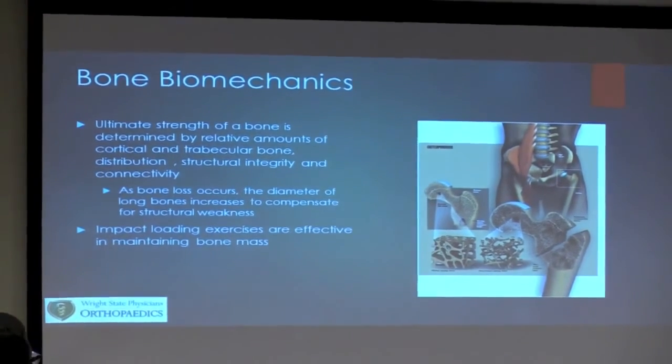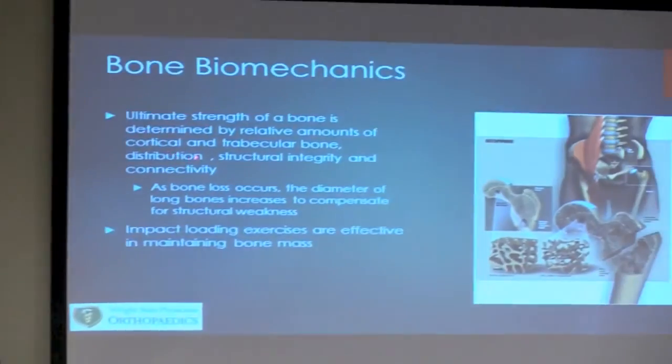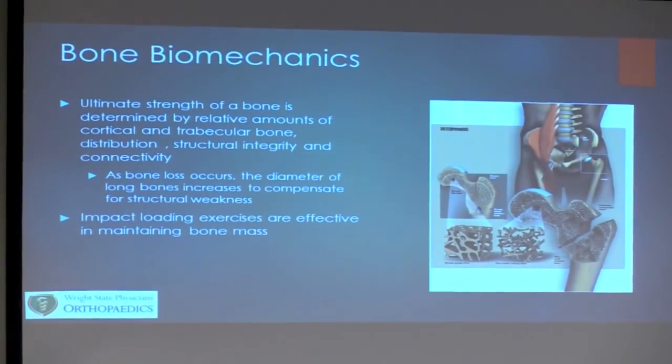Just want to go on to the strength of bone. The relative strength of bone is determined by the fact that bone has the outer shell, and then it has the inner part, what we call bone marrow, or trabecular bone. The combination of those two determines the strength of the bone. So there is loss of both cortical and trabecular bone in osteoporosis, and that combination of loss leads to the reduction in strength.